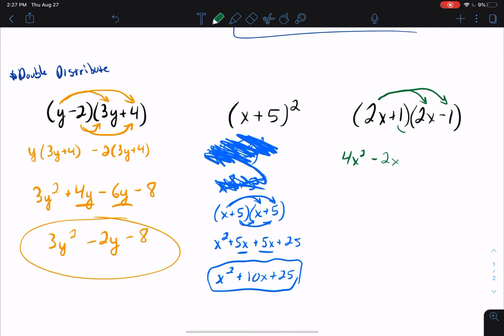Now I need to distribute the 1. 1 times 2x will give me positive 2x. 1 times negative 1 will give me minus 1. Combine our like terms. You'll see negative 2x plus 2x. Those will actually cancel out. And I'll just be left with 4x squared minus 1.